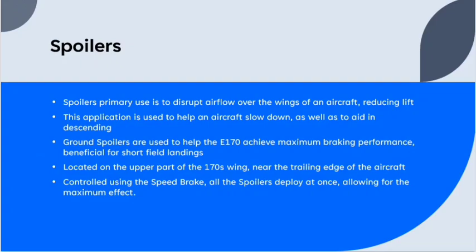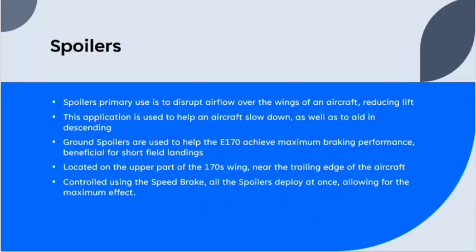With that, we move on to spoilers. Spoilers' primary use is to disrupt airflow over the top of the wings of the aircraft, reducing lift. And so this is used to help an aircraft either slow down or descend. Ground spoilers, used on the ground, help the E-170 achieve maximum braking performance, which is beneficial for short field landings. When you're on the ground, by reducing that lift, it helps the plane stop in a shorter distance. They're useful for all landings, but especially for short field.